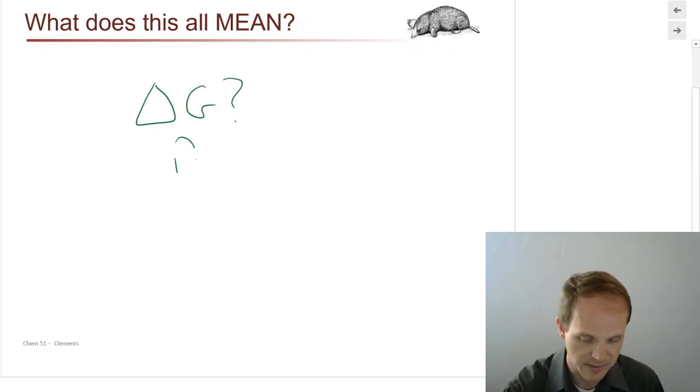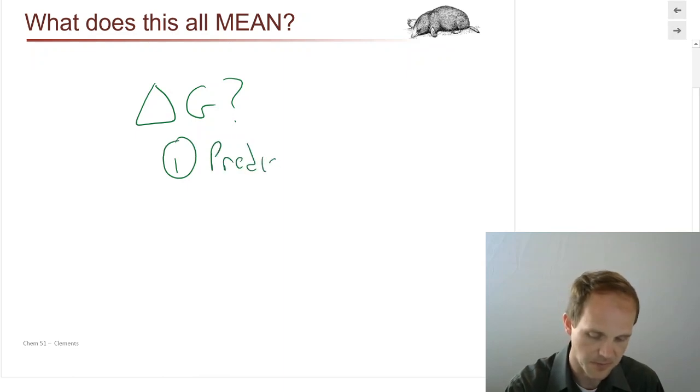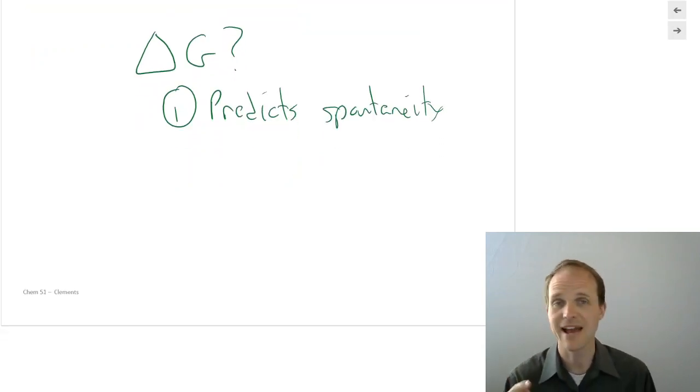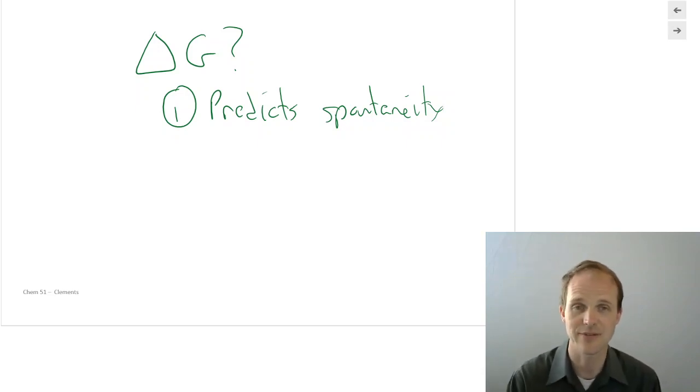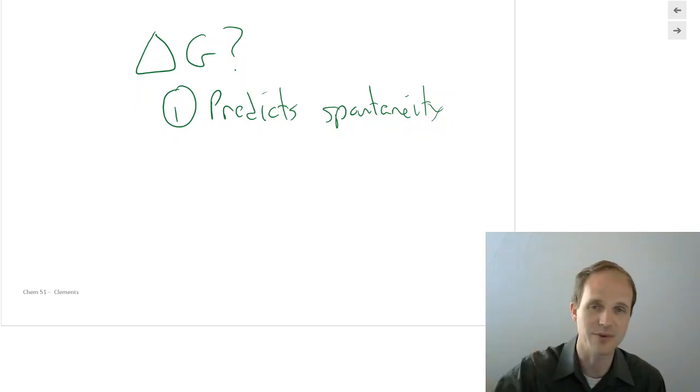Right? One, it predicts spontaneity. It's useful to know, hey, that reaction's not going to happen unless we do something, unless we have outside intervention. Or that reaction is just going to happen all by itself. Don't worry about it. It's fine.